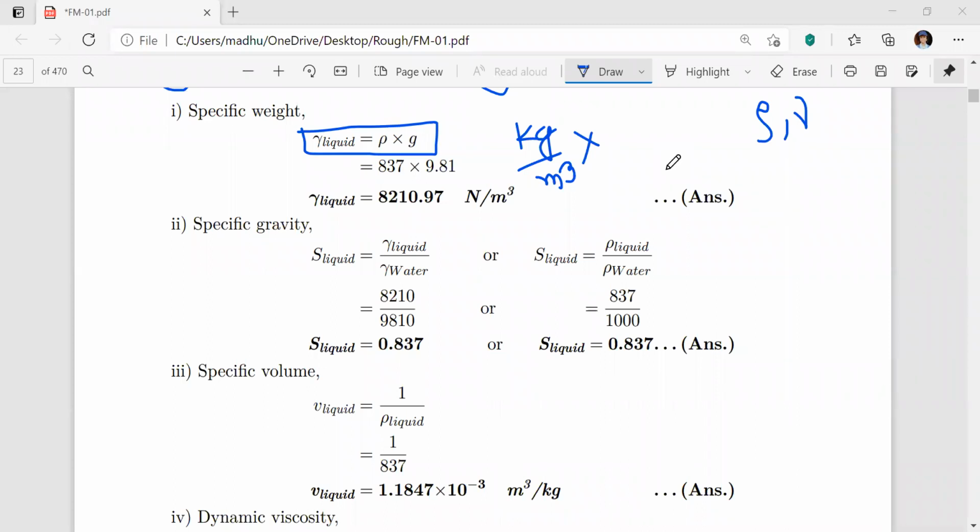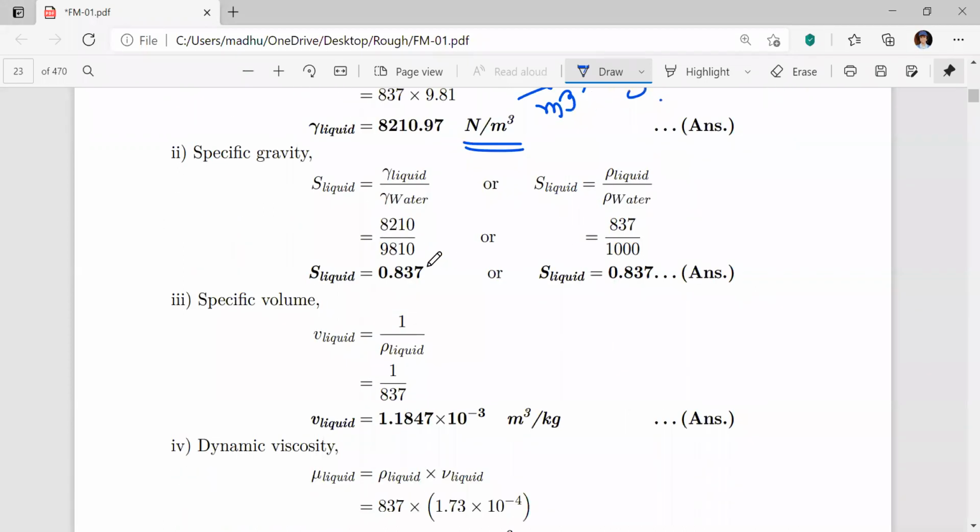Meter per second. Okay. Per time means meter per second square. So kg meter per second square will be Newton. Newton per meter cube will be the unit of the specific weight. Okay. Similarly, specific gravity. Specific gravity equation is what?